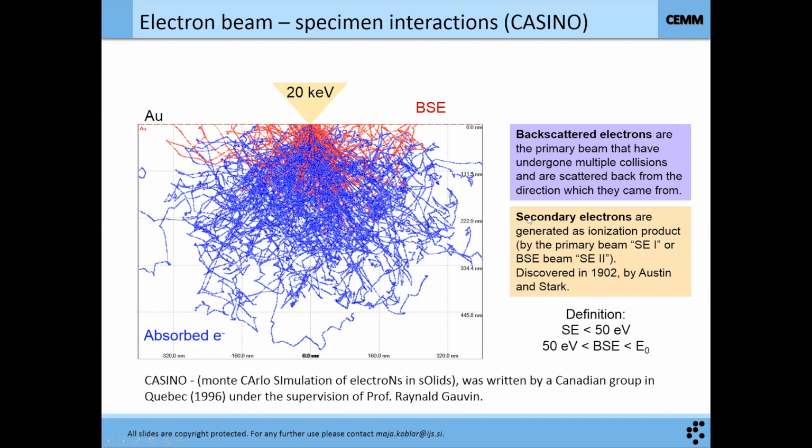The secondary electrons are the electrons that are generated by the primary beam, and can be divided into different groups. The primary beam is number 1. The backscattered, like this, are number 2. And by definition, the secondary electrons are lower energy, so below 50 eV. The backscattered are between your primary beam, for example, 20 keV, and below that.